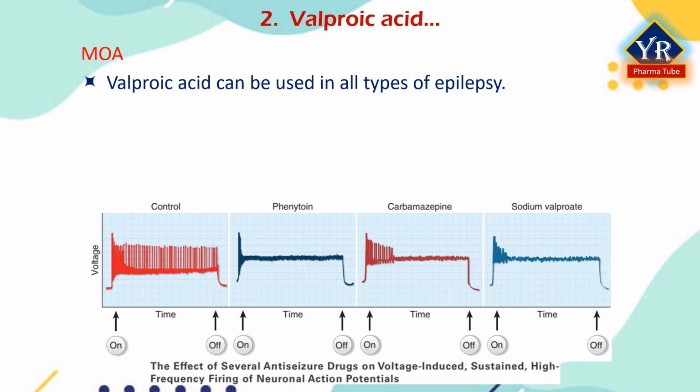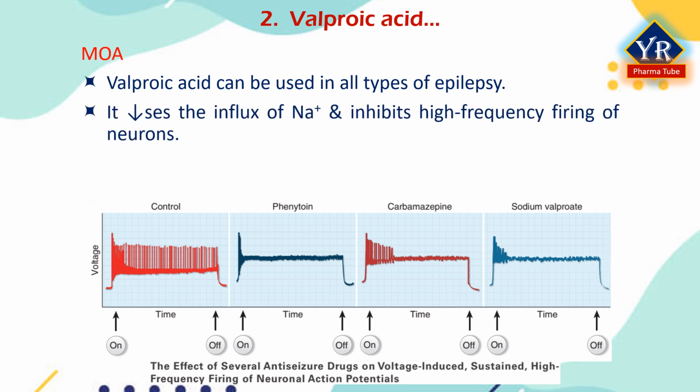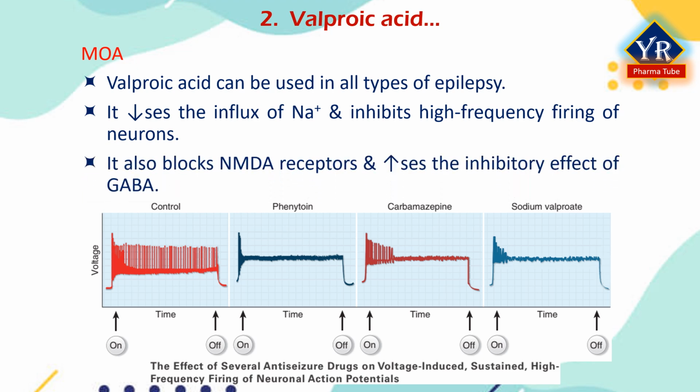Like carbamazepine and phenytoin, valproic acid decreases the influx of sodium ions and inhibits high-frequency firing of neurons. In addition, valproic acid blocks excitatory glutamate, that is NMDA receptors, and increases the inhibitory effects of GABA. These multiple actions are most likely the reason for its effectiveness in almost all types of epilepsy.